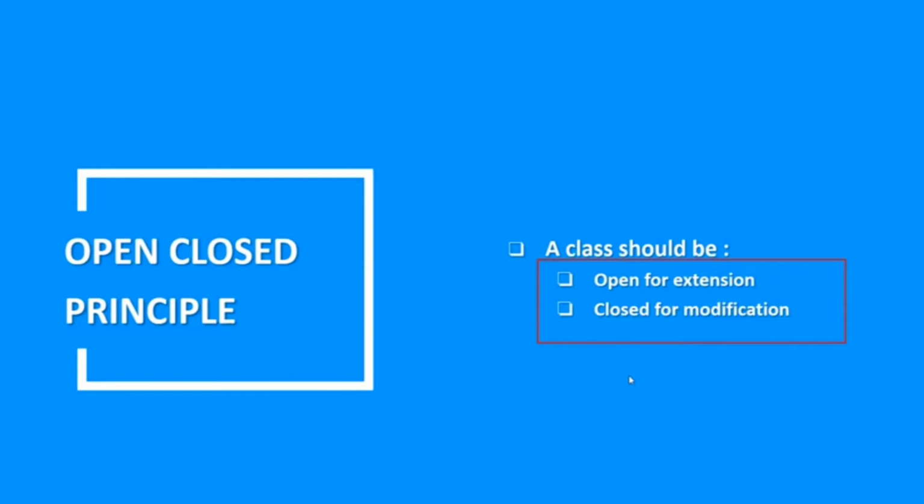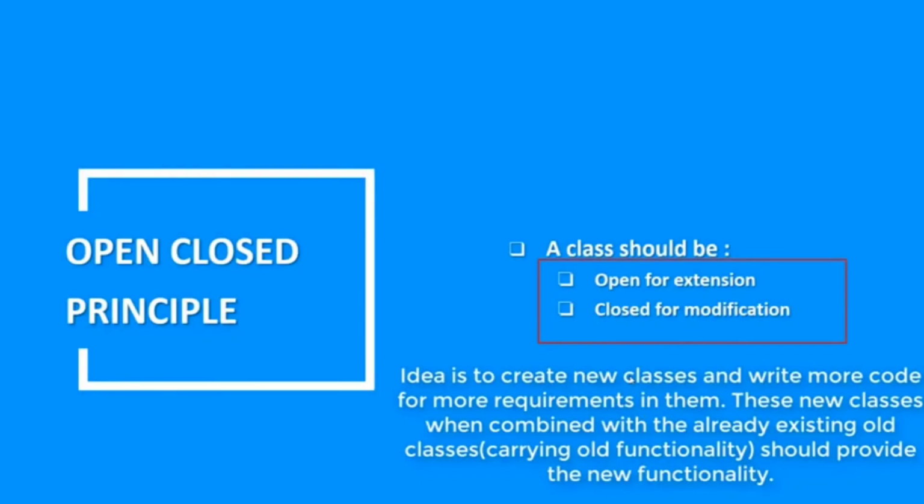The question that you'll be getting now is how to create a class that can provide more functionality without modifying it. Right. The answer to that is that we must be able to write more code to provide more functionality, and that more code will work seamlessly with already existing code or with classes so that the new functionality is addressed.